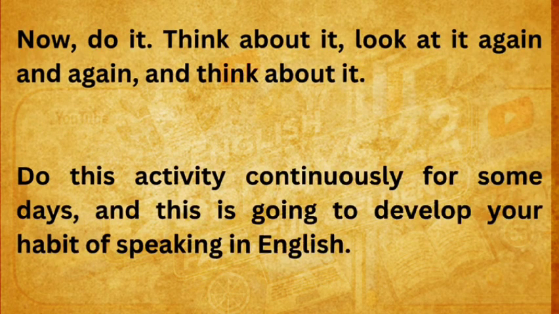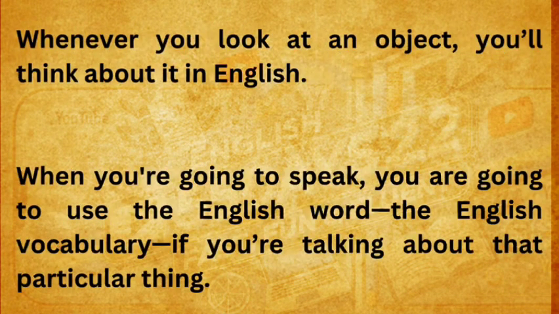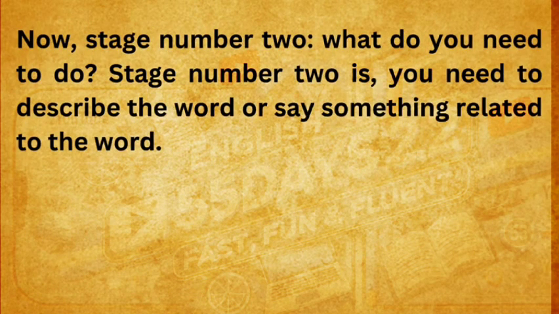Now do it. Think about it, look at it again and again, and think about it. Do this activity continuously for some days, and this is going to develop your habit of speaking in English. Whenever you look at an object, you'll think about it in English. When you're going to speak, you are going to use the English word, the English vocabulary, if you're talking about that particular thing. Now, stage number 2.